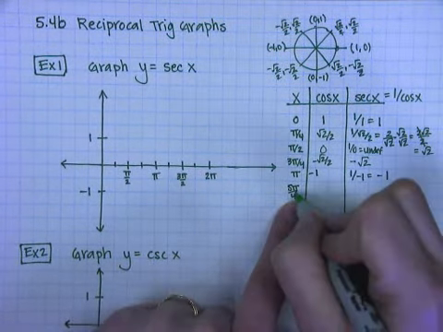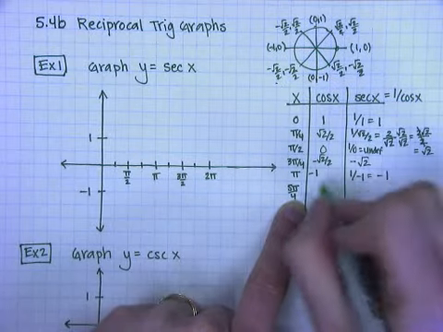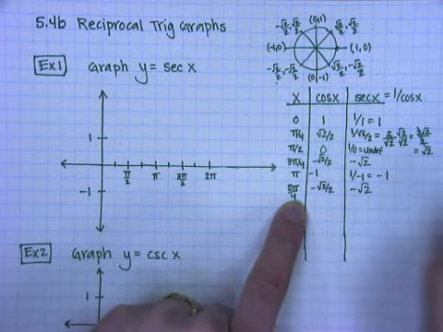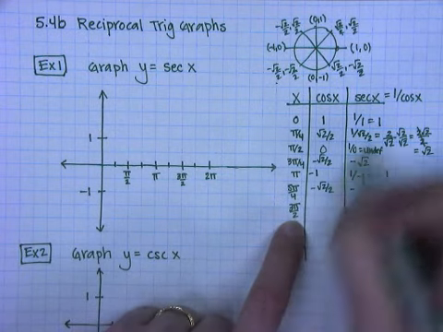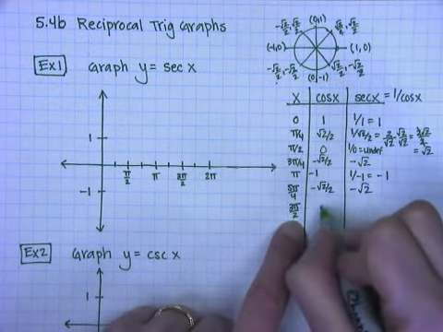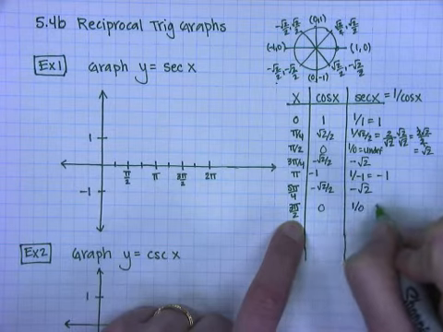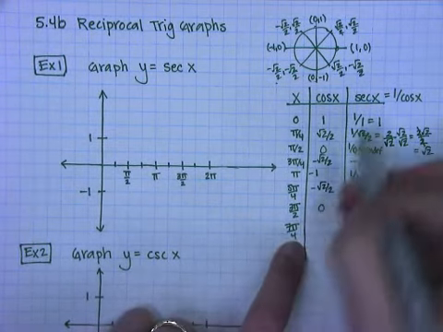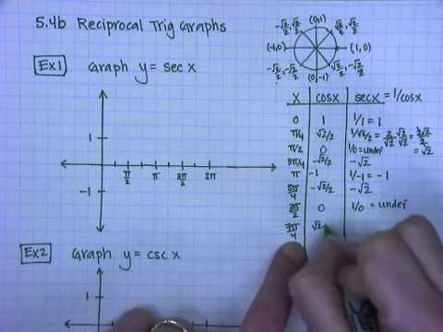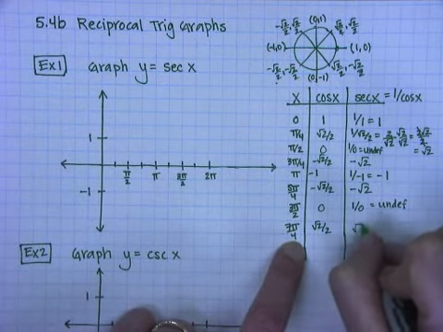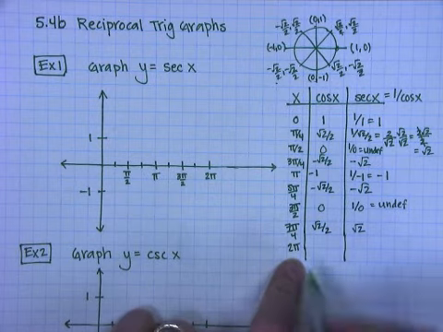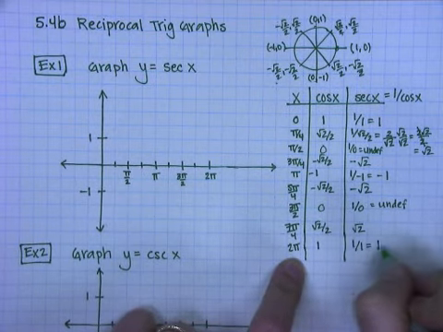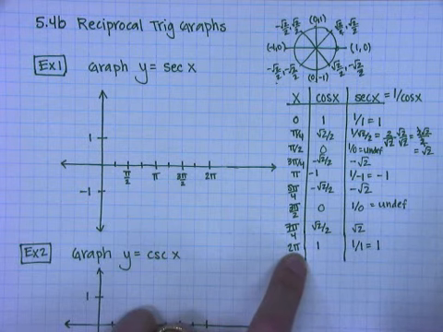You're going to start seeing repeating values. 5 pi over 4 is negative root 2 over 2 for cosine. So this is negative root 2 again for secant. 3 pi over 2, cosine is 0. So we have 1 over 0 for secant, which again is undefined. 7 pi over 4, we're back at positive root 2 over 2 for cosine. So we're at a positive root 2 for secant. And at 2 pi, we're back to 1. So we're 1 over 1, and secant of 2 pi is 1.